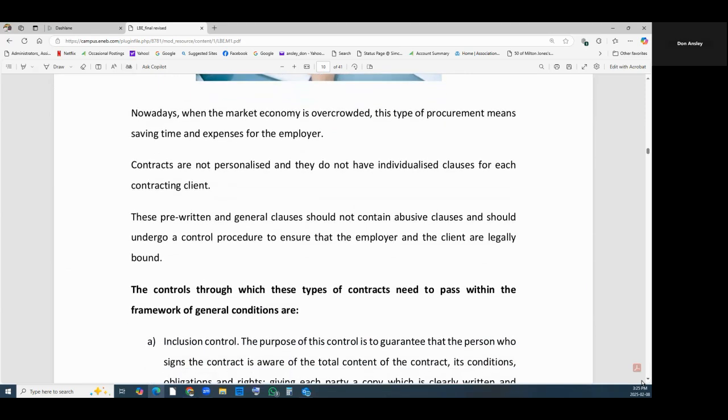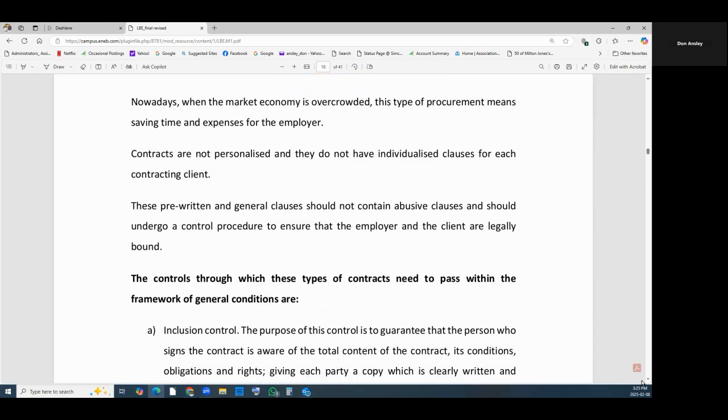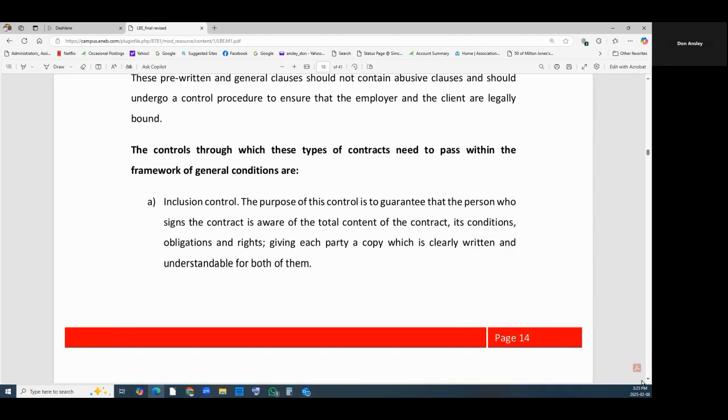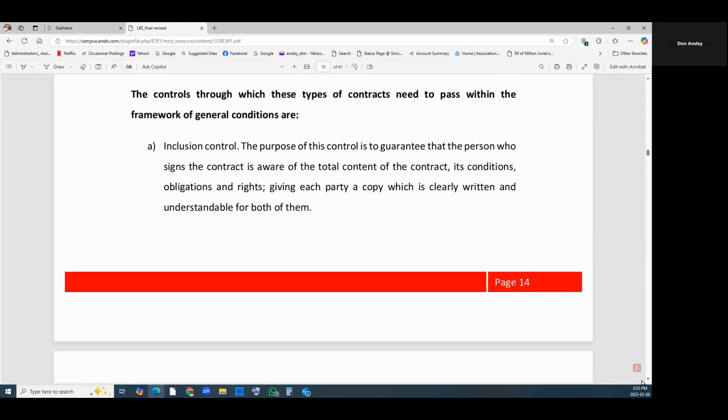These pre-written and general clauses should not contain abusive clauses and should undergo a control procedure to ensure that the employer and the client are legally bound. The controls through which these types of contracts need to pass within the framework of general conditions are the inclusion control. The purpose of the control is to guarantee that the person who signs a contract is aware of the total content of the contract in its conditions, obligations, and rights, giving each party a copy which is clearly written and understandable to both.